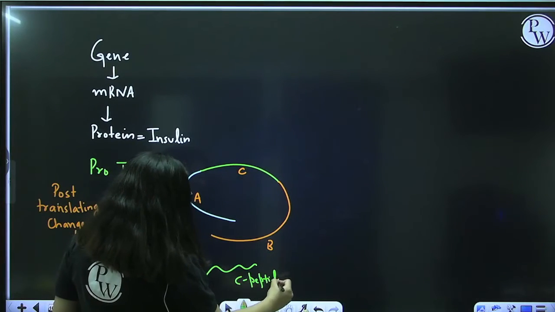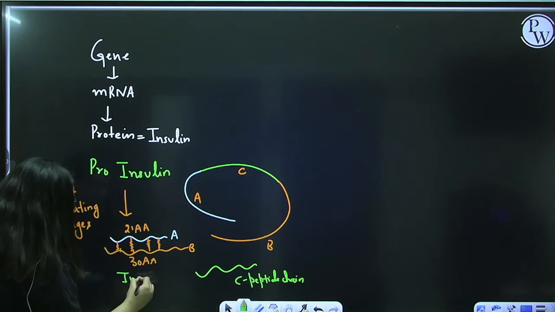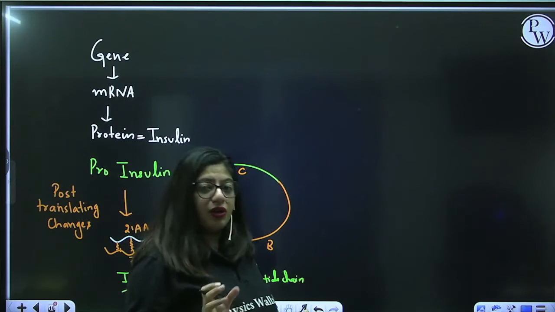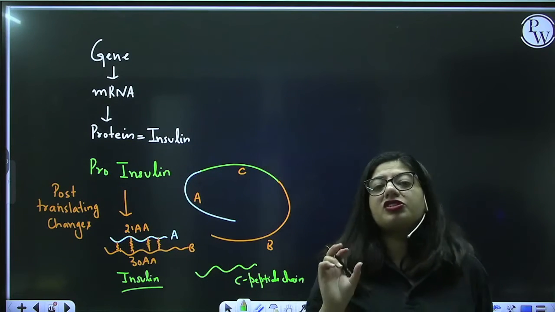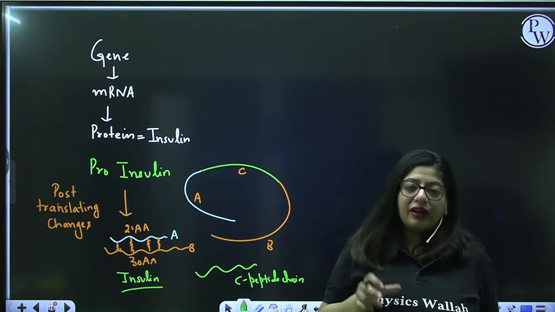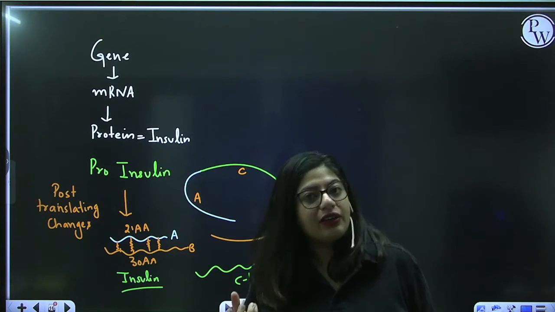The C peptide chain is of no use, so it is taken out, and this is the pure form of insulin. Right now in biotechnology, whatever we were doing with gene cloning, we used a vector that goes inside bacteria, that is E. coli. And bacteria are prokaryotes.